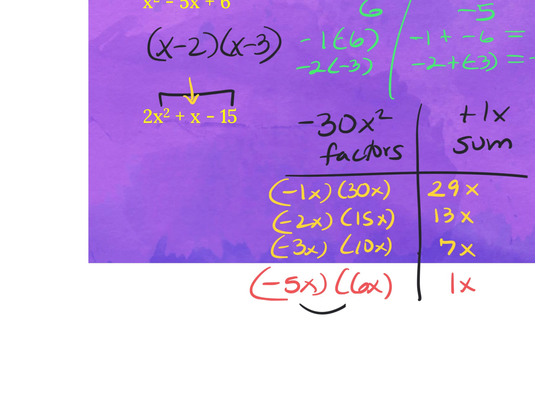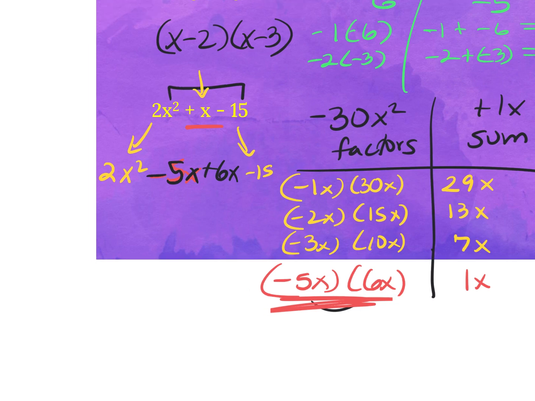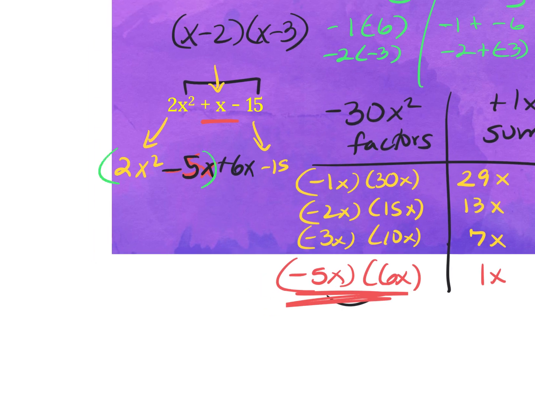So we're going to rewrite the 2x squared. We're replacing the x with these two numbers I just found: negative 5x, let me do it in black so it shows up, plus 6x, and then rewrite the last term, the negative 15. So now I need to make groups. I can make a green group here, and let's make this one black. So the green group, my greatest common factor here is just x. After I divide by x, I'm left with 2x minus 5.